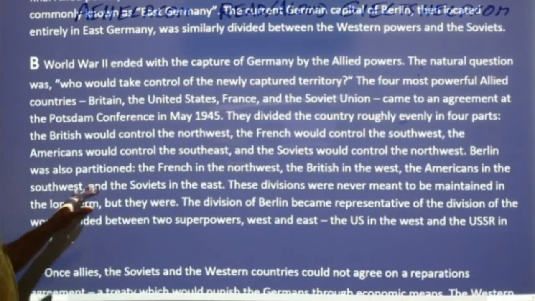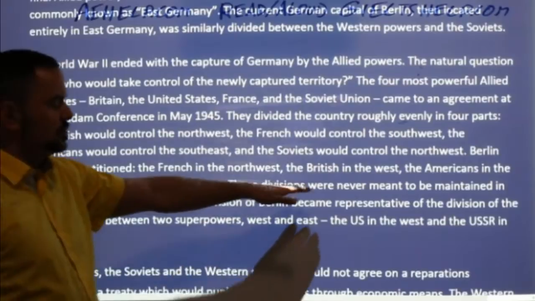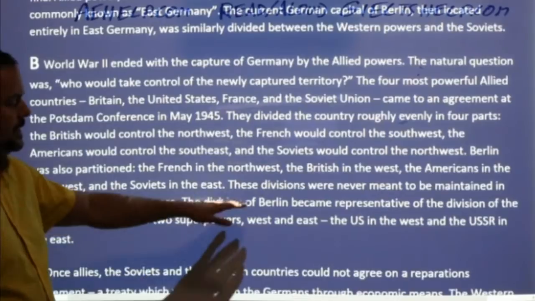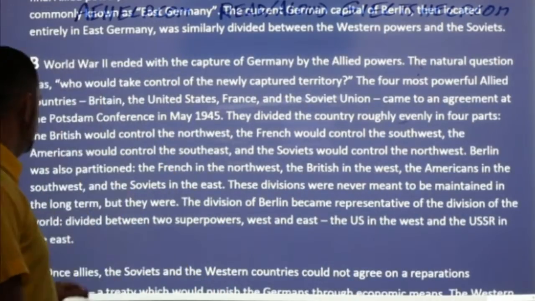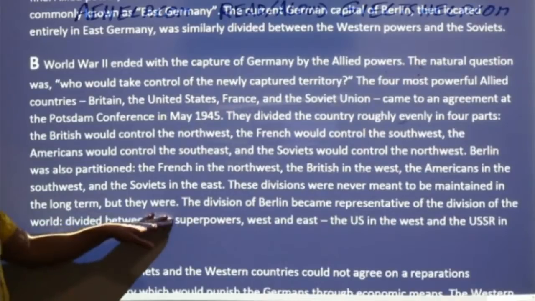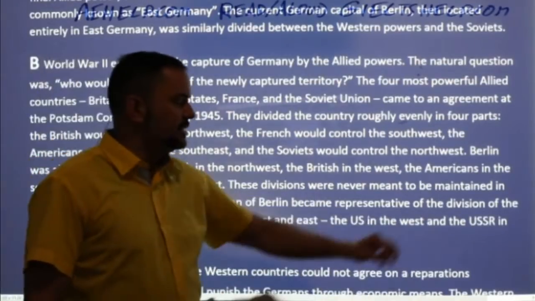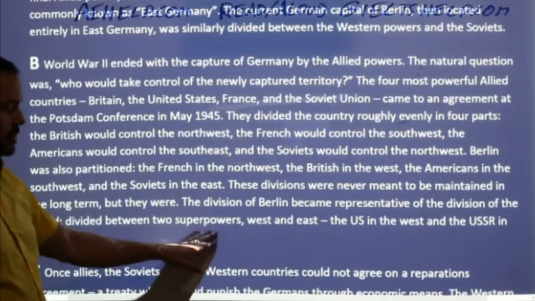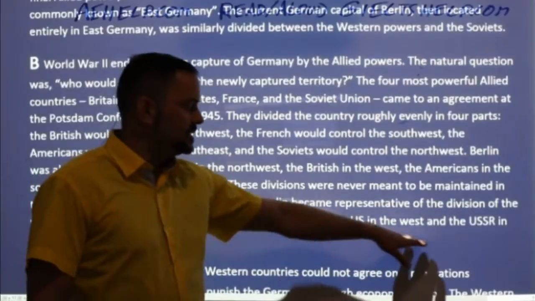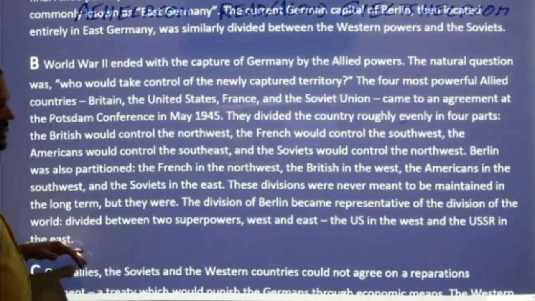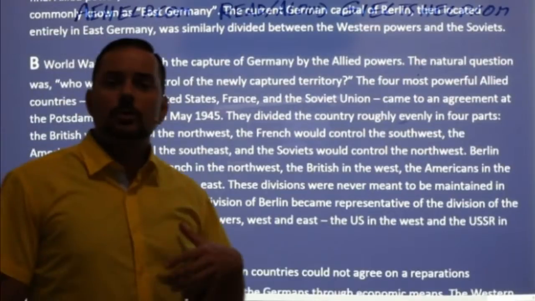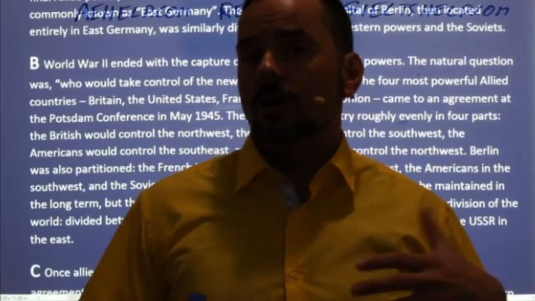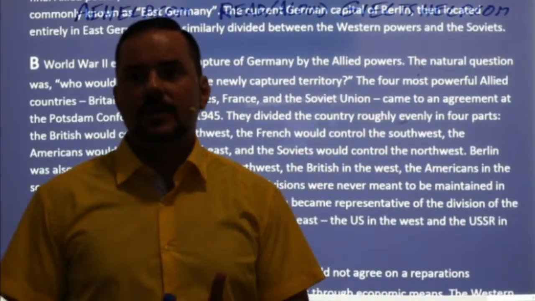Berlin was also partitioned, the French in the northwest, the British in the west, the Americans in the southwest, and the Soviets in the east. These divisions were never meant to be maintained in the long term, but they were. The division of Berlin became representative of the division of the world, divided between two superpowers, West and East, the US in the West and the USSR in the East. So here we're following 1945, right after the war, and how these places were divided, okay?